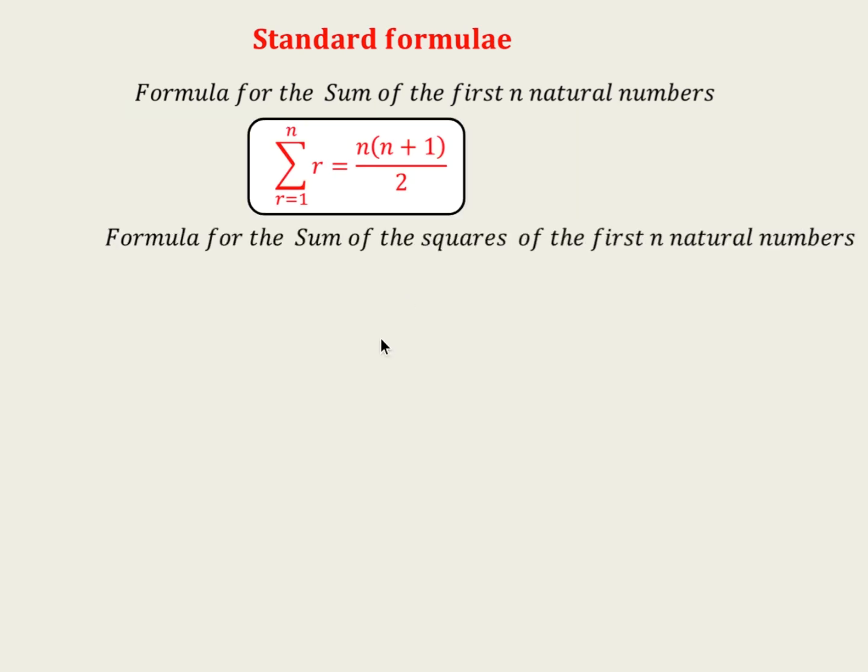We also have the formula for the sum of the squares of the first n natural numbers, which is given as summation from r equals 1 to n of r squared equals n into n plus 1 into 2n plus 1 all over 6. And again, it operates in the same way as I've explained for this one. R squared generates the terms in that series, while n into n plus 1 into 2n plus 1 all over 6 generates the sums of the first n terms of that series.